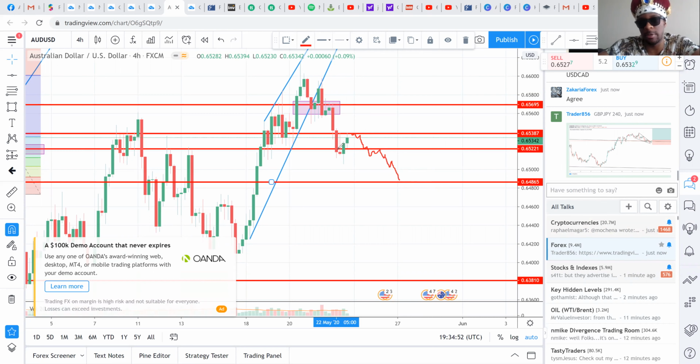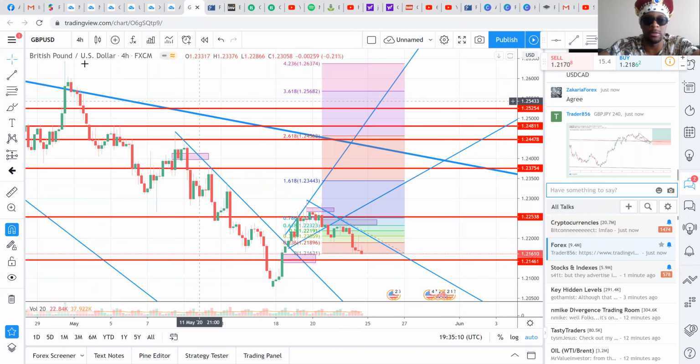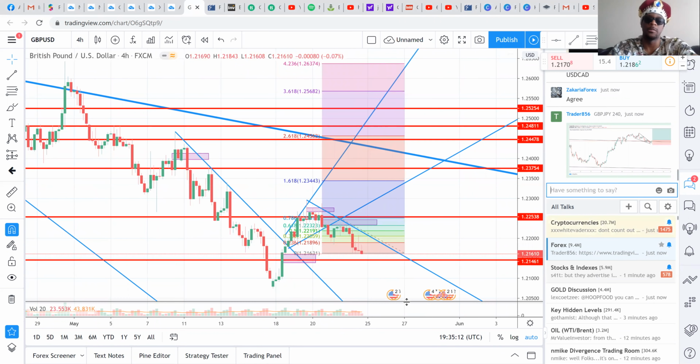So the market likes to play with structure and go from zone to zone. These red lines are zones, so be on the lookout for these zone areas. So that's what I see so far, a downtrend. And now let's go to GBP USD. Last week it went up 3 days and started dropping down the last two.